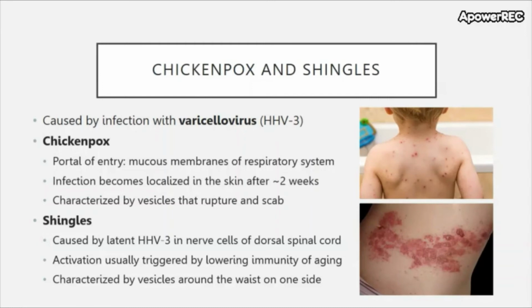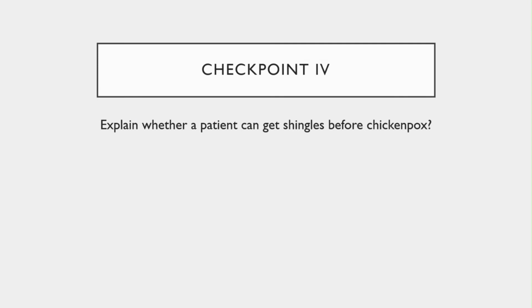So in between these two stages of having chickenpox and shingles, you are not infectious to anyone else because you do not have an active form of the virus. However, during an active outbreak of chickenpox or shingles, you are contagious. You may spread the virus to other individuals. Checkpoint 4. Explain whether a patient can get shingles before chickenpox.